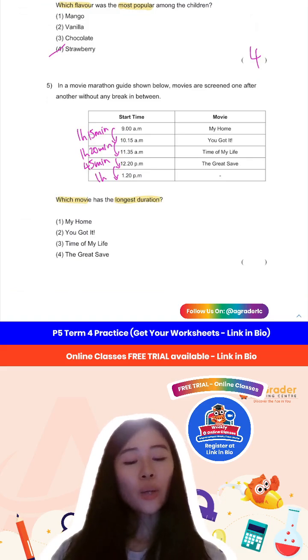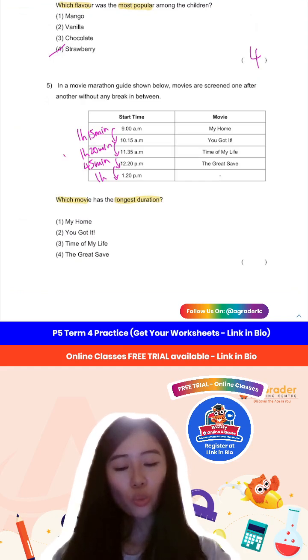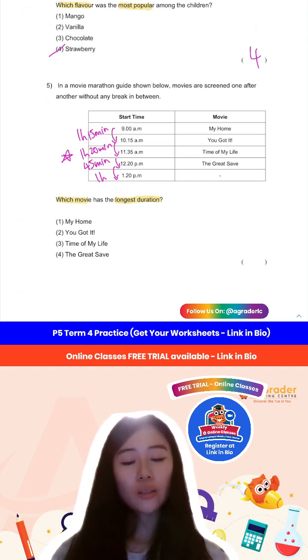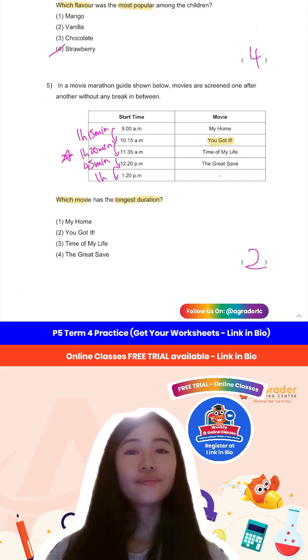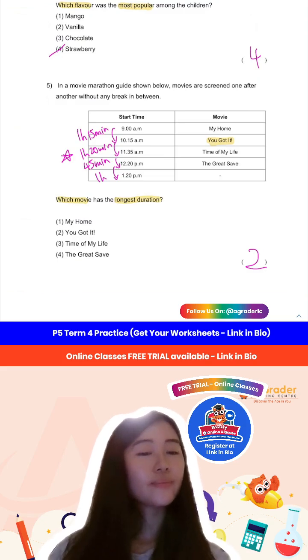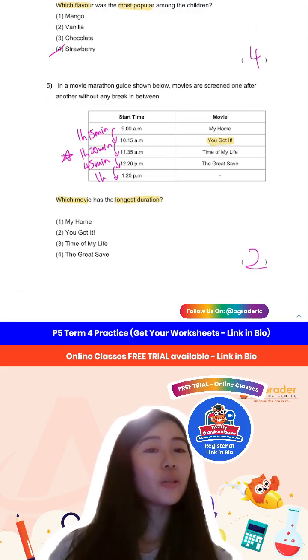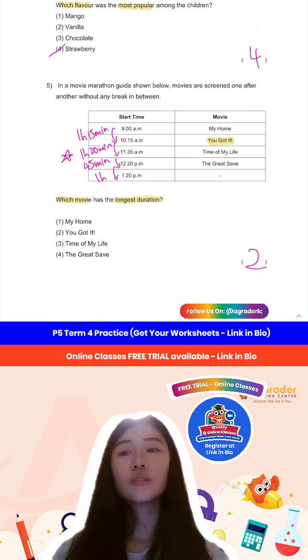So once you're done with this, you just need to look for the one that has the longest duration, which is 1 hour 20 minutes. So 1 hour 20 minutes is for You Got It. So that one is option 2 as your answer. Yes. I think most of you got this correct also.